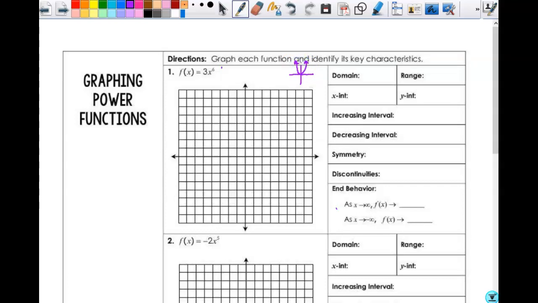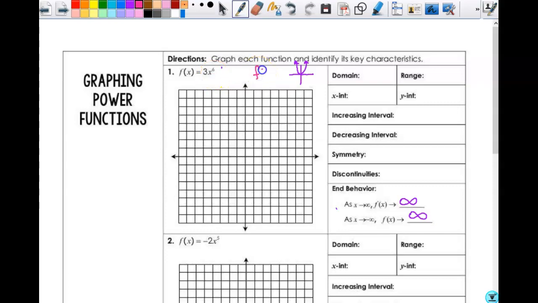Since my parent function looks like that, and I don't have any other transformations here, the only thing I would have would be the stretches and the reflections, which I would take care of there. This is going to be negative infinity to infinity. So then I can graph it, right? And you don't have anchor points on these necessarily, and that's okay. I mean, we can think of it that way.